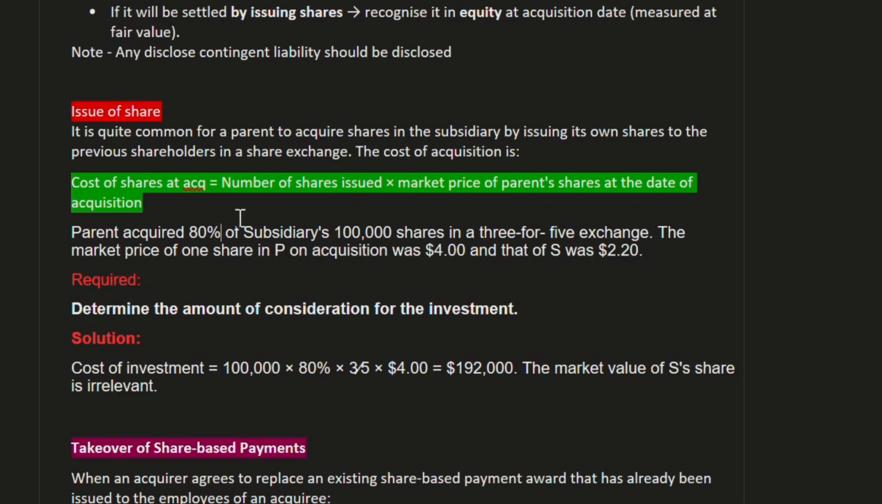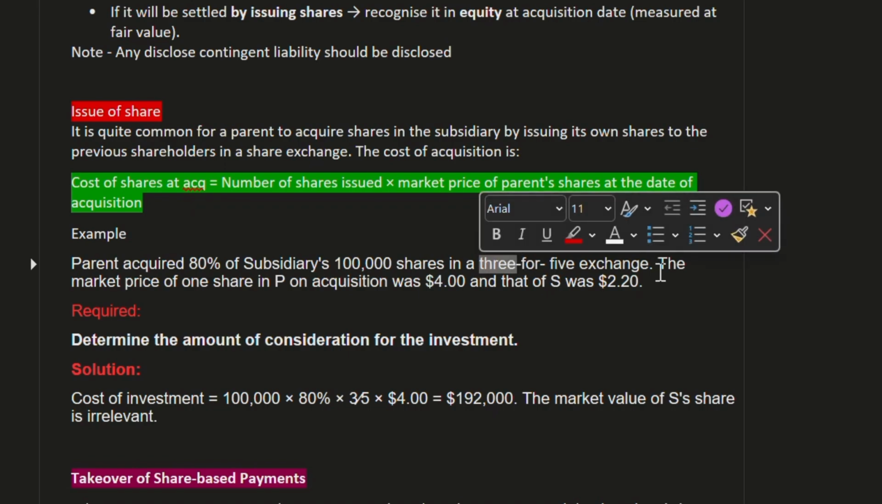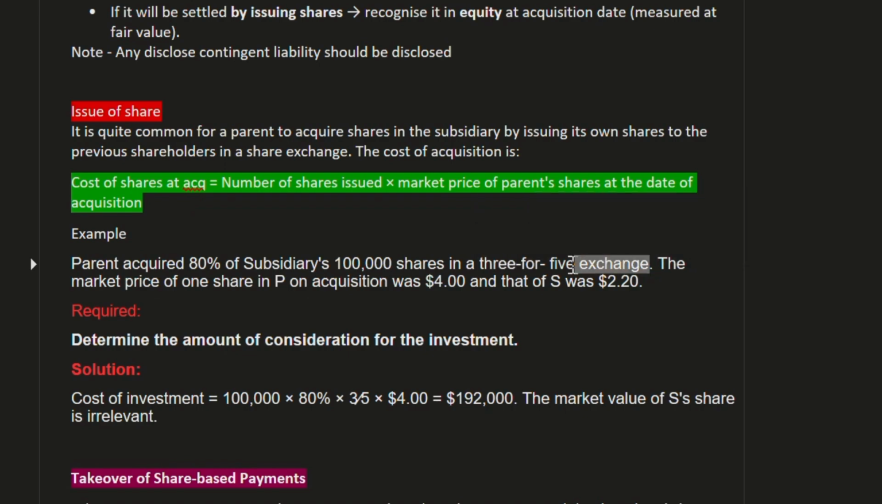Number of shares we are going to issue multiplied by the market price of the parent share at the date of acquisition. We can understand this by this example. Parent acquired 80% of subsidiary's 100,000 shares in a 3 for 5 exchange. 3 for 5 exchange means the parent will give 3 of its shares and take 5 of the subsidiary's shares. So this is the meaning of 3 for 5.